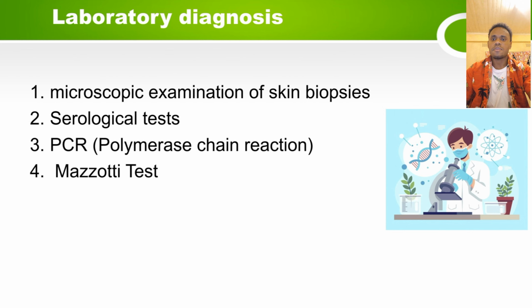And then we have PCR, polymerase chain reaction. PCR detects Onchocerca volvulus DNA in skin snips or blood samples, providing a highly sensitive and specific diagnosis. It is especially useful in low-intensity infections where microfilariae might be scarce. And lastly, the Mazzotti test, historically used but less common now due to safety concerns. These tests involve administering diethylcarbamazine and observing for a localized skin reaction indicating the presence of microfilariae.